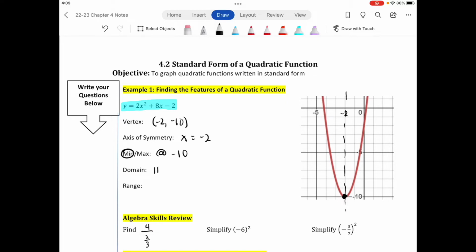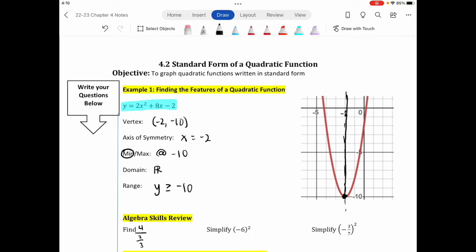Our domain is still all real numbers for quadratics, and the range, since the graph is opening up, it's going to be all these y values that are greater than -10. So y is greater than or equal to -10. So if you have an equation in standard form, you can go ahead and type it into Desmos to get the graph and then identify its features.